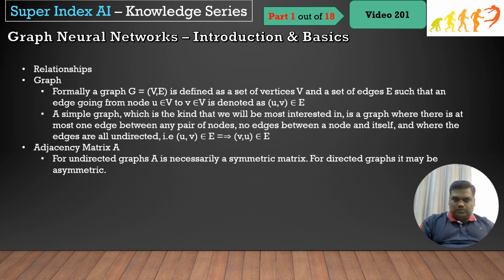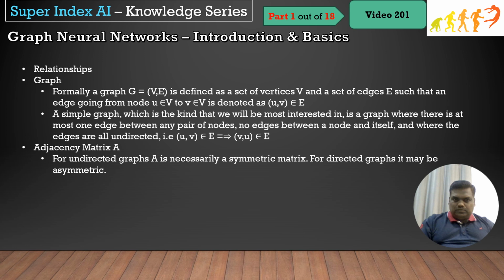Now, we will start seeing the basics of graph neural networks. Formally, a graph G, denoted by V and E, is defined as a set of vertices V and a set of edges E, such that an edge going from a node U, which also belongs to the vertices, to V, which also belongs to the vertices, is denoted by UV. I hope it is simple to understand. There are nodes and connections. Some pairs have connections and some nodes do not have connections.